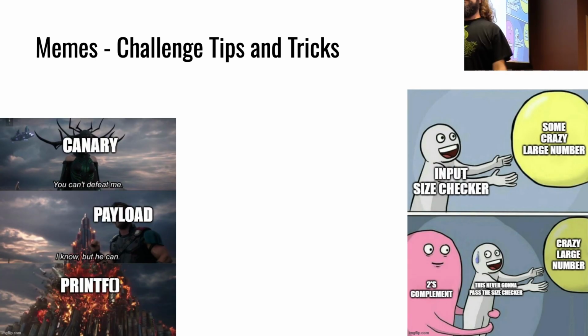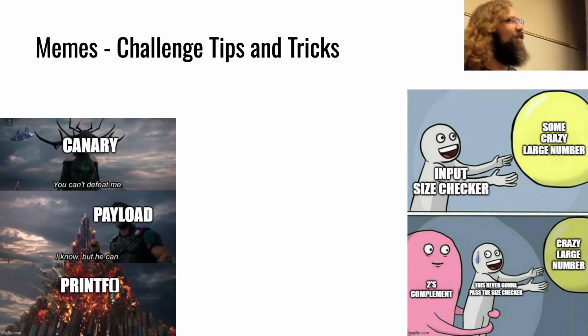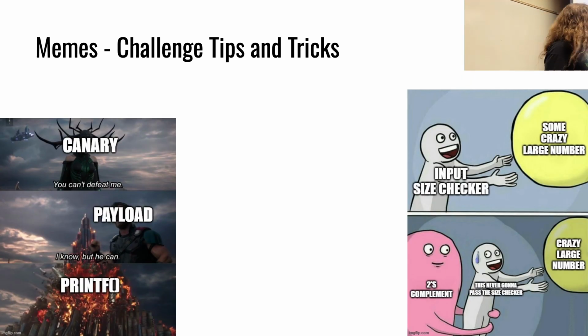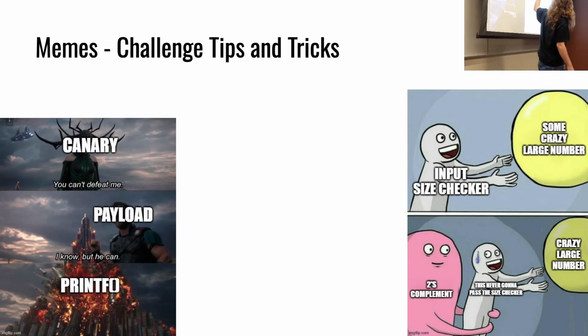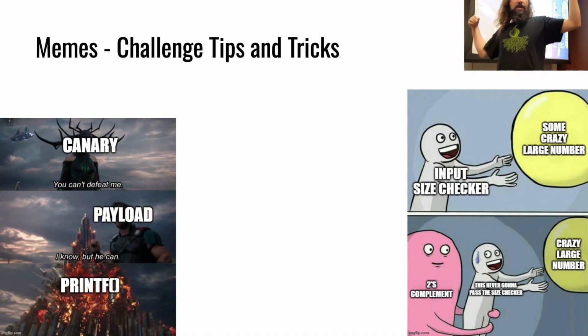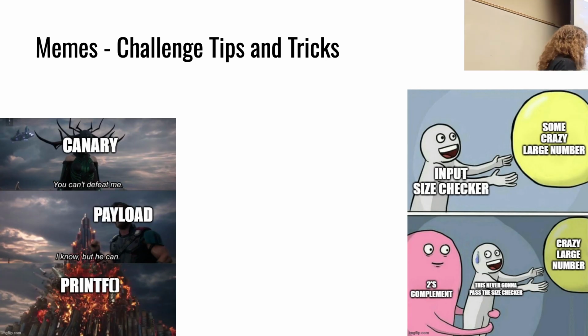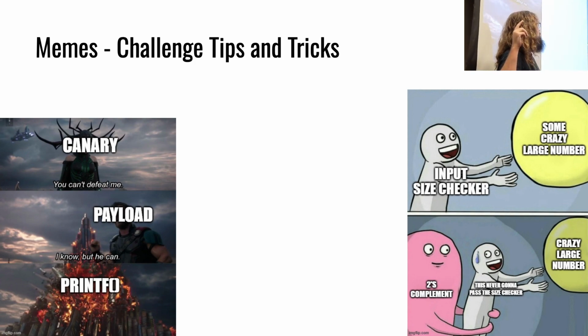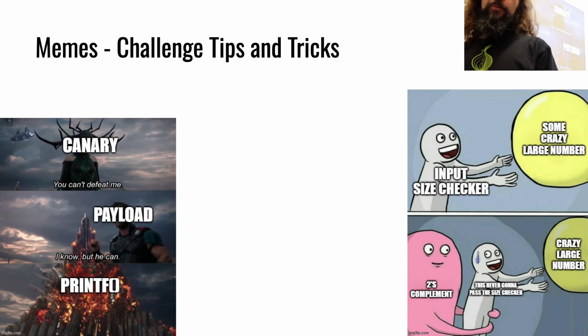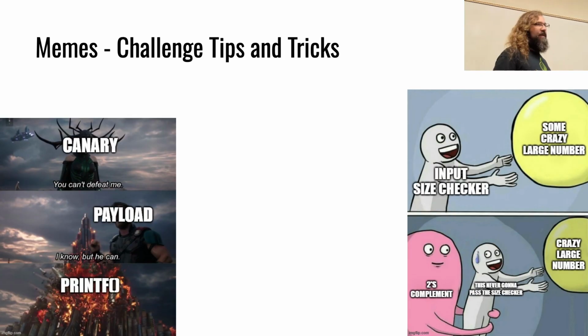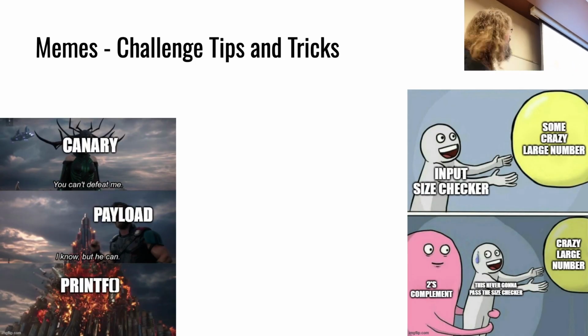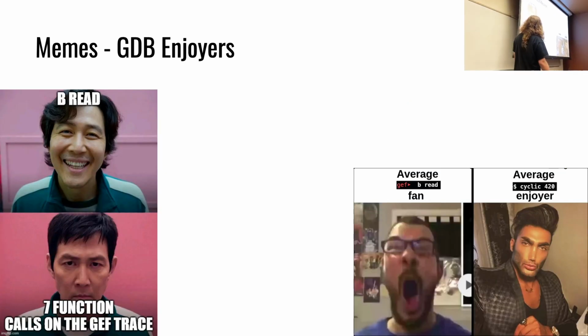This meme here is also relevant to some of the educational challenges as well as the later challenges by design. What are we talking about over here? It says input size checker, some crazy large number, but in 2's complement, this is a really big number. Is the number signed or unsigned, right? You don't necessarily have to know 2's complement, but if the leading bit, the most significant bit, is a 1 and we interpret it as a signed number, then it is going to be negative. But if we interpret it as an unsigned number, it's going to be very large. And so this is something that we can also abuse if we understand the context that these bytes are being interpreted as. These type of memes will definitely increase.